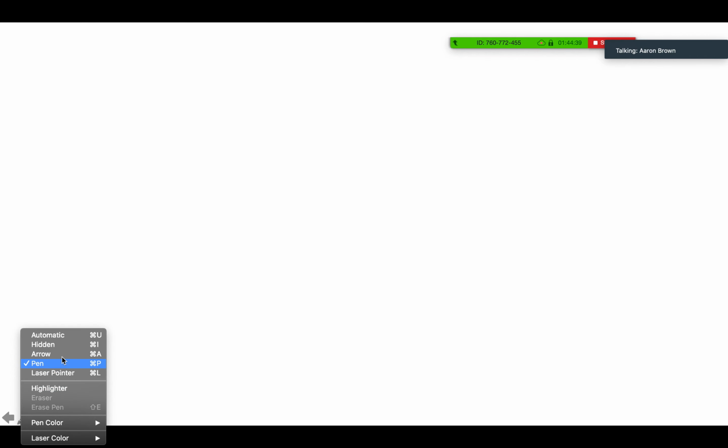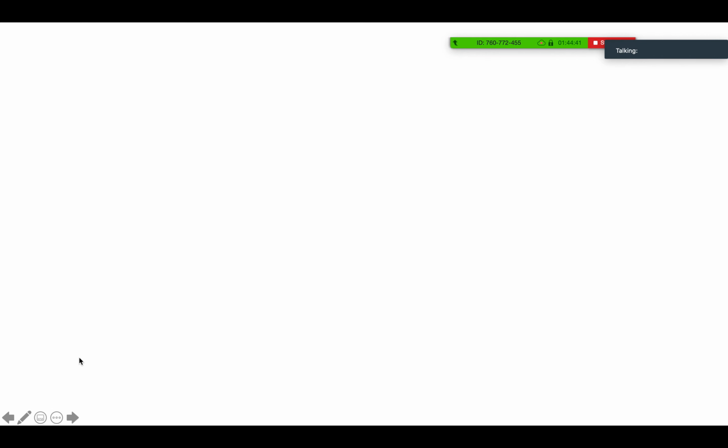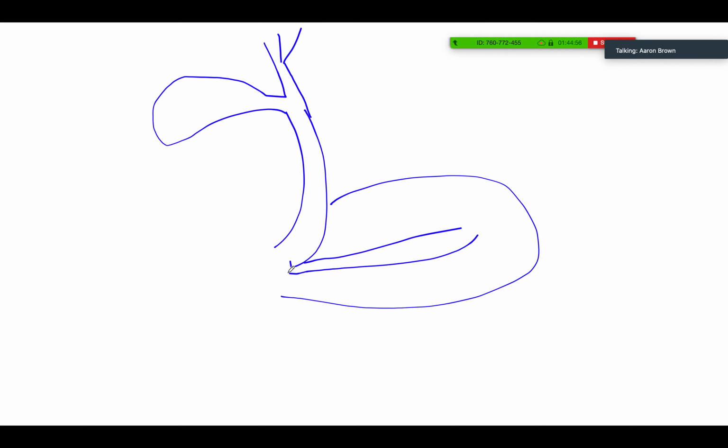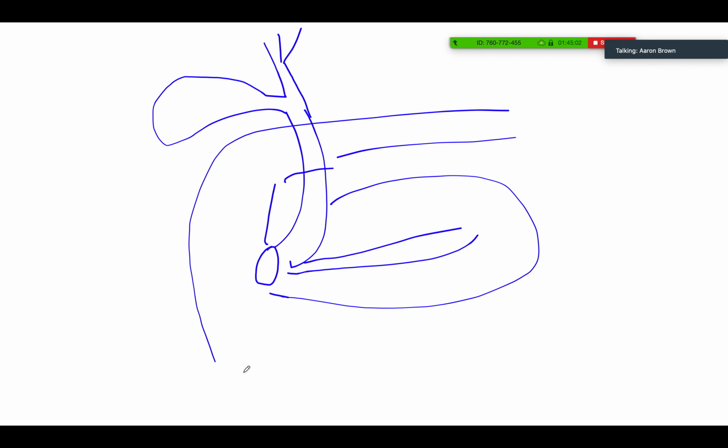Oh, I did not mean to do that. Sorry about that. Yes, so here's our common bile duct. Here's our gallbladder. Here's our hepatic duct. Okay. Pancreas. Pancreatic duct. Joining at the ampulla of Vater at the duodenum. Okay, here's our duodenum. Okay, great.